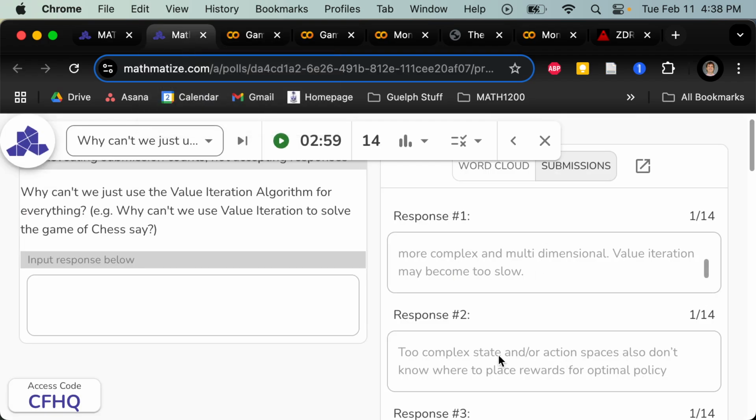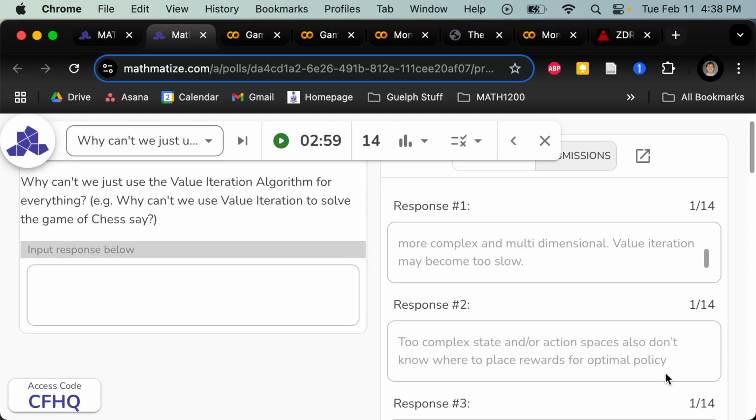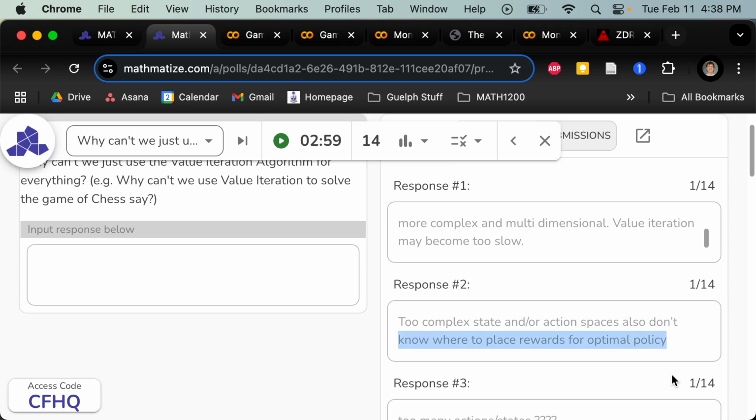Okay, too complex a state or action space, and you don't know where to place rewards. Yeah, so this is one thing that is potentially complicated: knowing what the rewards are. If you have a situation where you really don't know what the rewards are, nothing we do in this course will help you. Fortunately, it's usually pretty easy to decide what the rewards are. Like you can decide we won the game of chess or we lost the game of chess. That part is okay. Usually we often know what is good or bad.